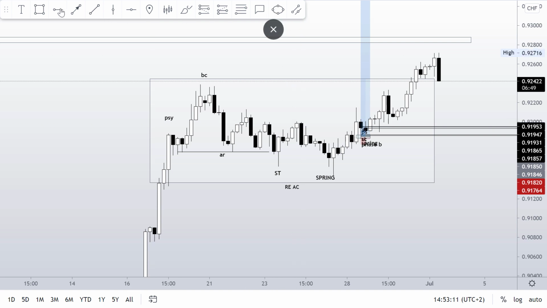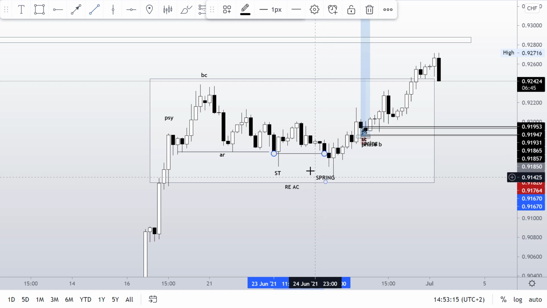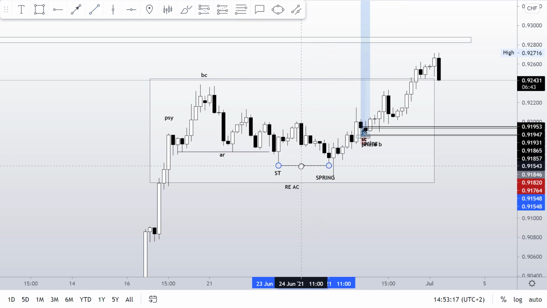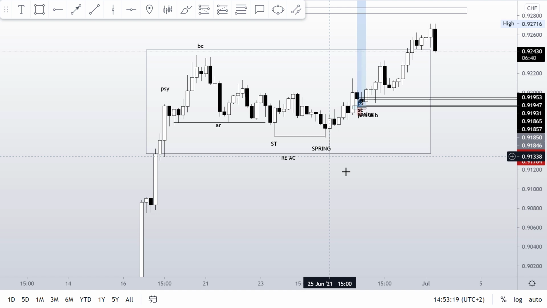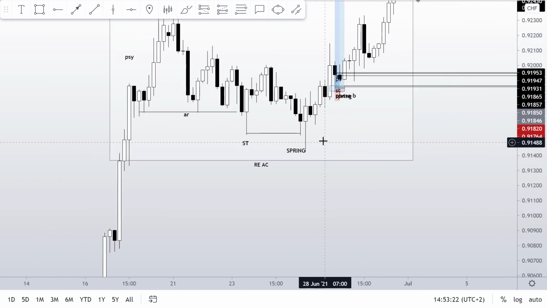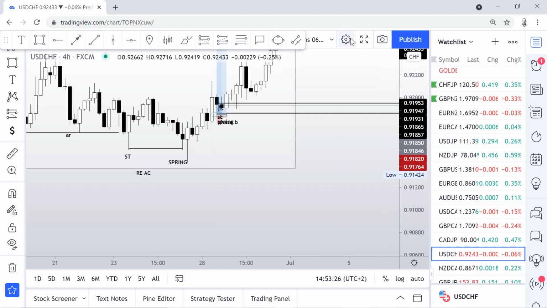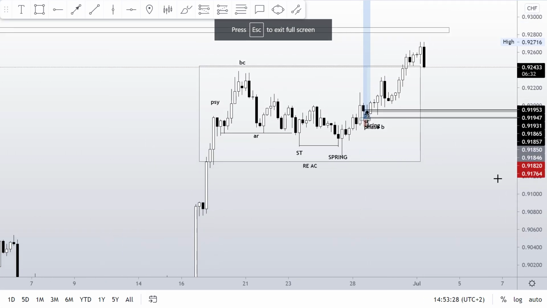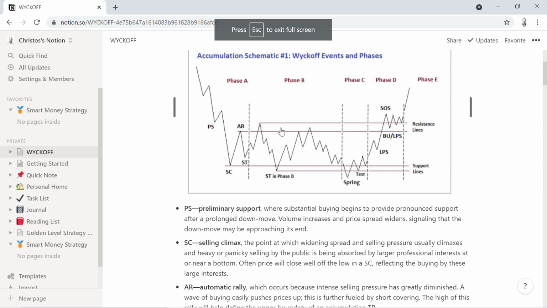Many people might have started buying again over here, so probably over here, okay, or even right here they started buying, and then we had this beautiful spring, which is the last move. And let me do that so you can also see the schematic unfolding in real time, so you can see the schematic from the Wyckoff.